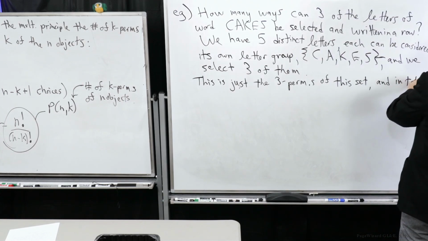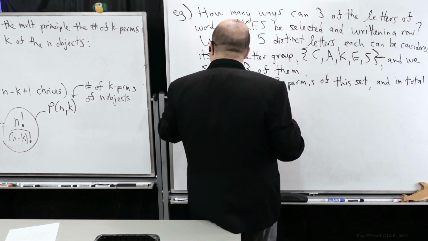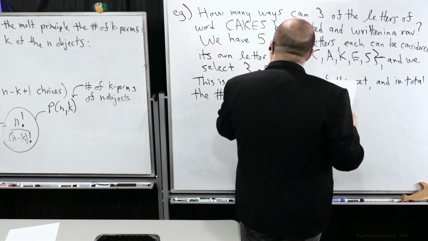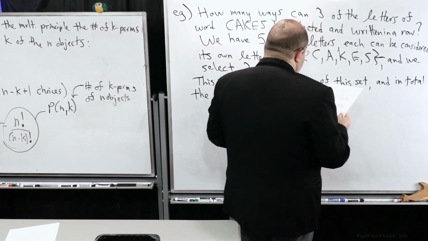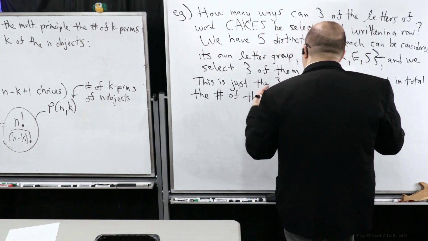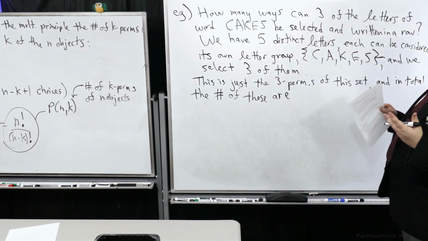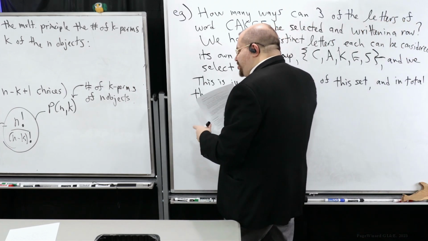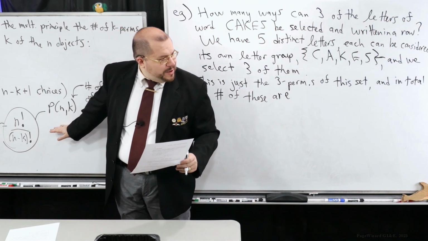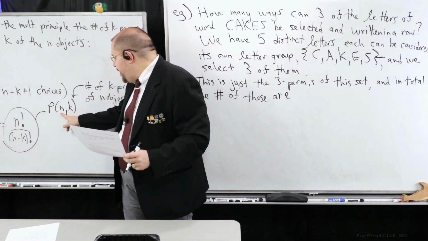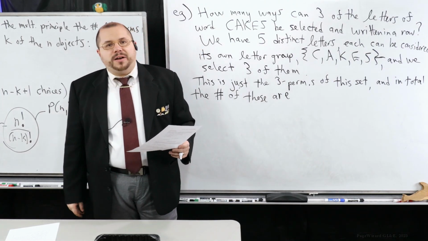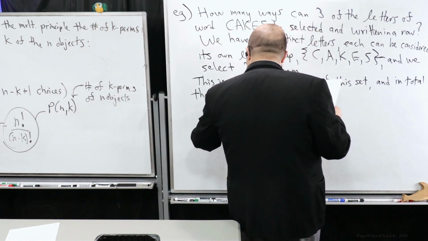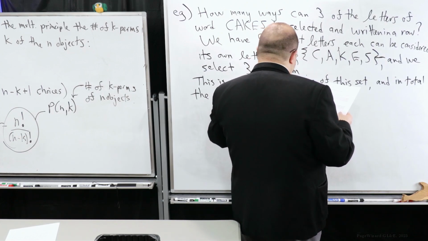And in total, the number of these are as follows. I have 5 elements, I choose 3 of them. There's a feature of this notation that's rather helpful when you talk about P and K. Remember, N is the number of elements, K is the number of elements you get to pick from. So I get to pick 3 of them. So very naturally, I have P 5, 3.